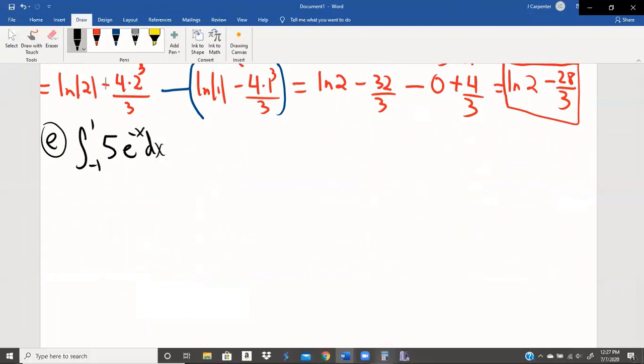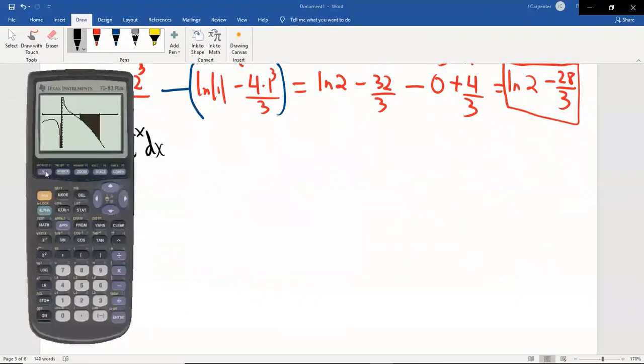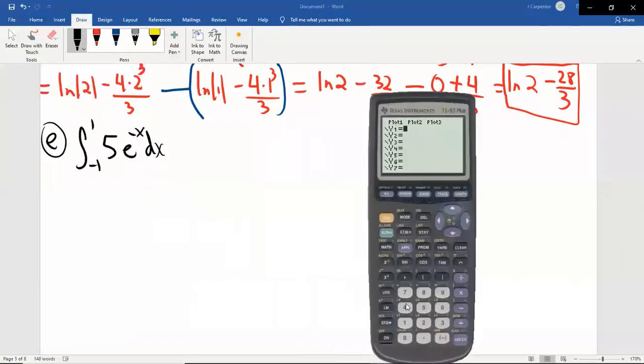So maybe you graph this thing and say, is there any kind of symmetry? So y equals, clear, 5e to the negative x. So 5, second e, negative symbol, x. Now let's go back to a standard zoom. And if you know anything about exponential graphs, you know they're not symmetric. It's way higher on the left, it's way low on the right because of the negative. These would be flip-flopped if it was a positive.